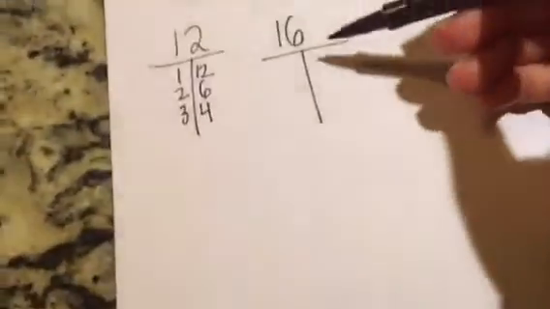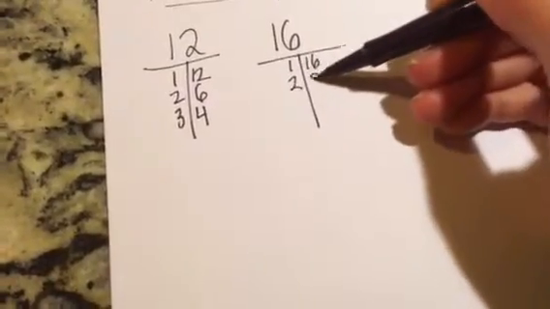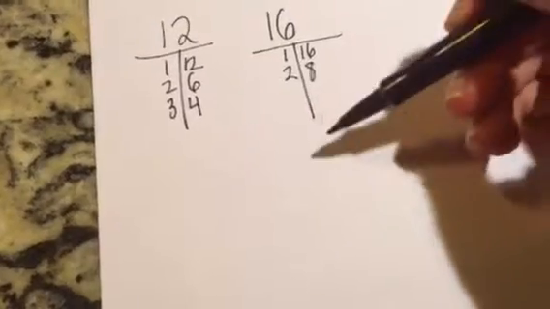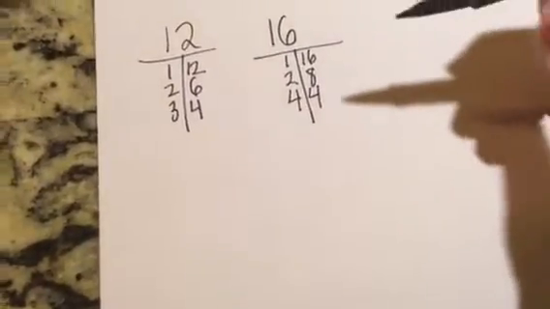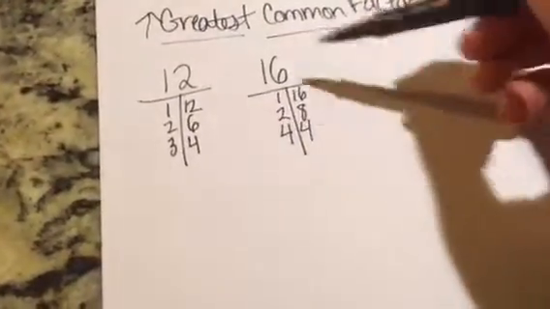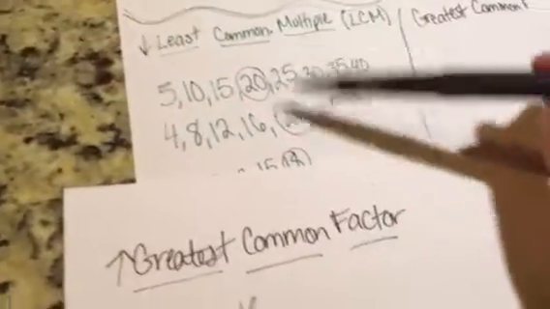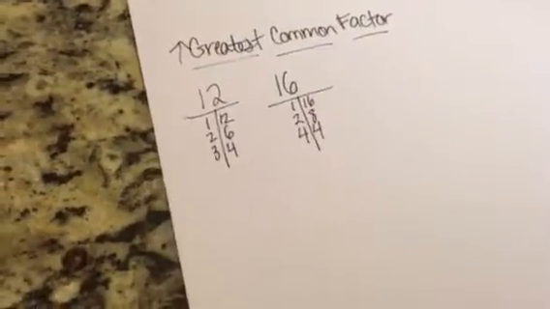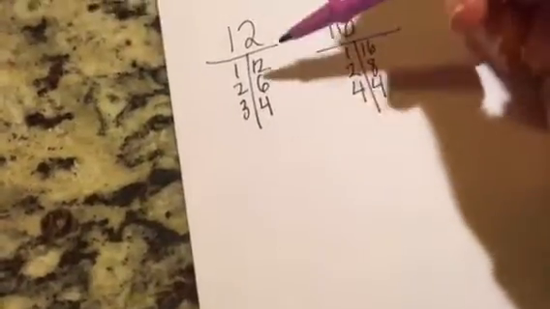Then I come over here to 16 and I go 1 times 16, 2 times 8, 3 times nothing, so I skip that one, 4 times 4. All right, those are all my factors. When you're finding the GCF, you want to keep going until you have all of your factors. When we did our multiples, we stopped when we found one that they shared. We don't do that here because we want the biggest one, so you have to find all of them first, okay? That's the hardest part.